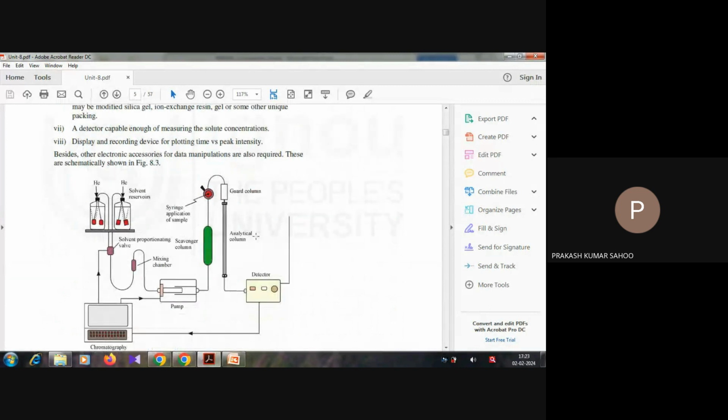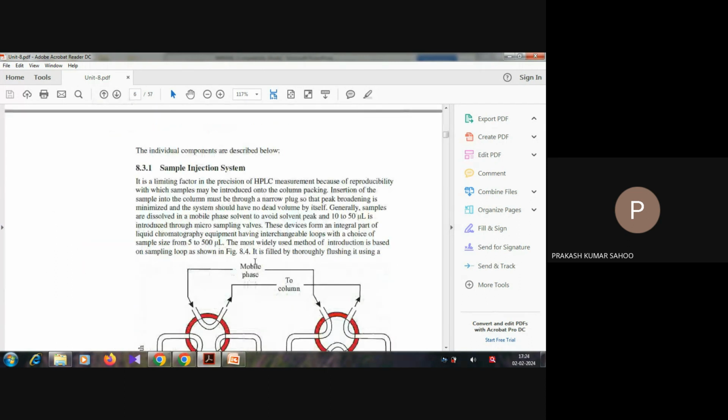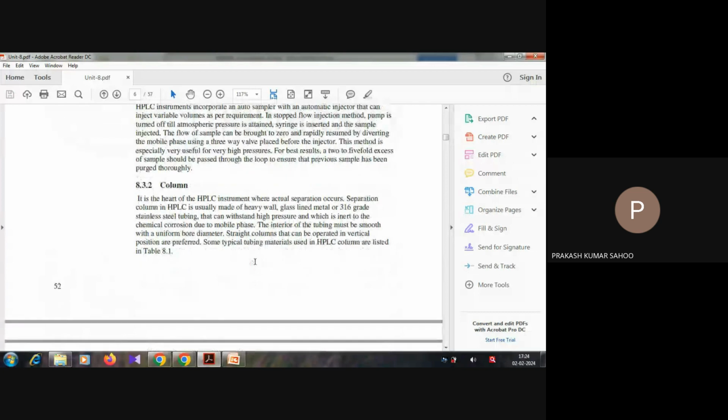Then in the instrument part, just see here. This is the solvent reservoir, which is connected to the pump. That is the pump connection. Then the sample application syringe is here, which is connected to the column, detector, and the recorder. The same pictorial demonstration is here. Then this is already covered.